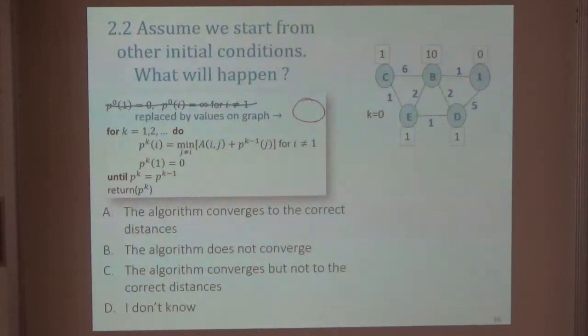They are under our control if we can reset everybody. We can reset everyone and say, okay, put 0 to everyone, to your destination, to yourself, and plus infinity to everyone else. But if we don't do that, then we are in a case where we start from other initial conditions. What will happen?